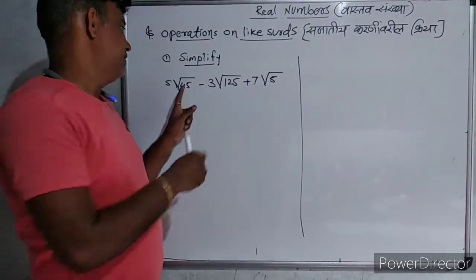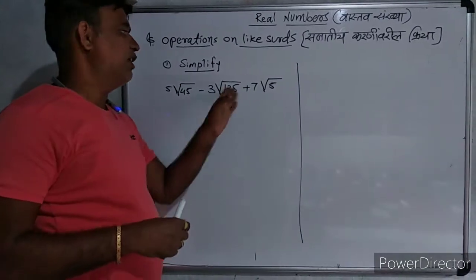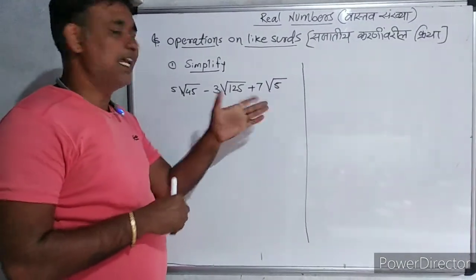We learned that if radicand is same, then we can add or subtract them. Okay, if they are like surds.